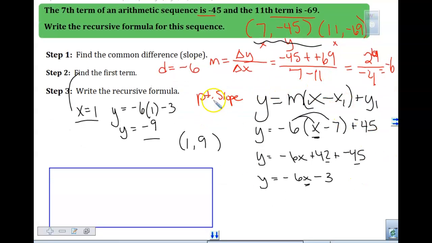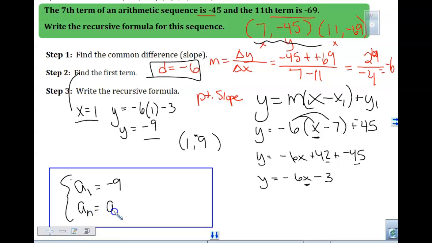and I knew my slope, the common difference, was negative 6. I'm writing the recursive formula. I'm going to start with a sub 1 equals, yeah, this should be negative 9. That should be negative 9, thank you. Negative 9. Then I'm going to put a sub n is equal to a sub n minus 1. That makes sense?